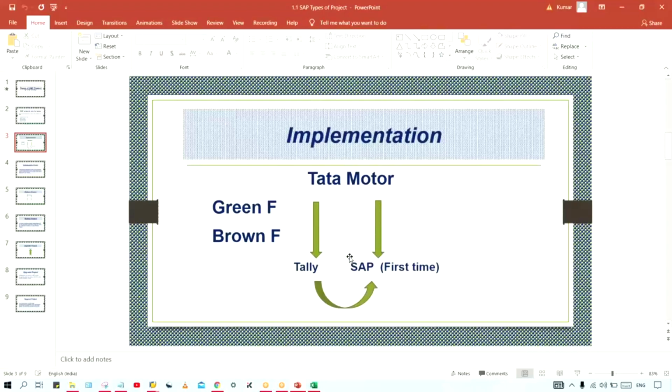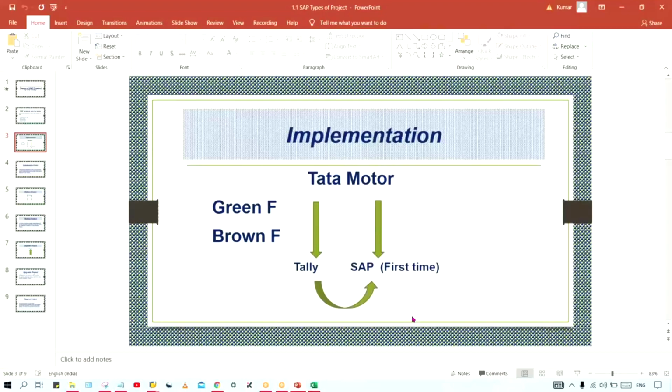So this first time installation, look here. This SAP is getting installed in Tata Motor, right? But this is a first time installation, right? So the first time installation of SAP in any organization is called an implementation project.